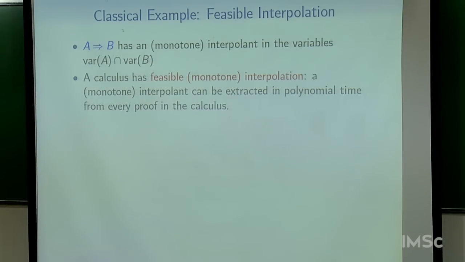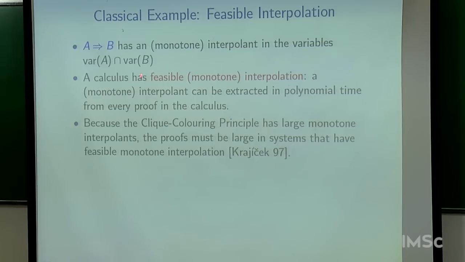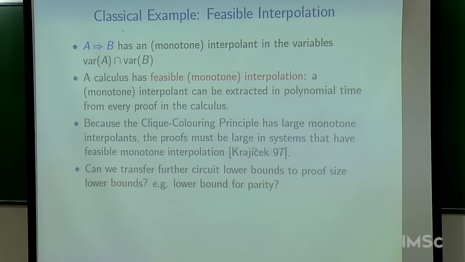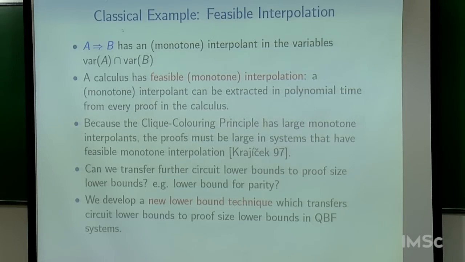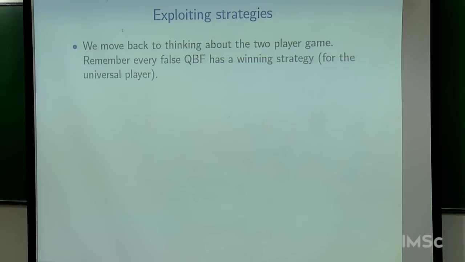If we have feasible interpolation, we could extract the interpolant in polynomial time. And the clique coloring principle has large monotone interpolants. So the proofs are large in systems that have this property, this feasible monotone interpolation. This is important because it transfers these large circuits into large proof sizes when we have this property. So we do a similar thing here for Q resolution.